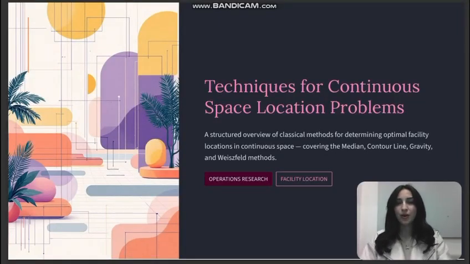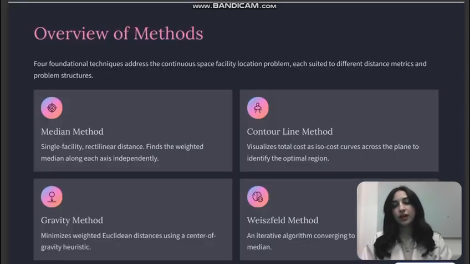This is the second video of week 3. In the last video I talked about techniques for discrete space location problems. In this one I will mention continuous space and a structured overview of classical methods for determining optimal facility location in these spaces. That covers median, contour line, gravity, and V-scales methods. There are 4 methods: median method, contour line, gravity, and V-scales.